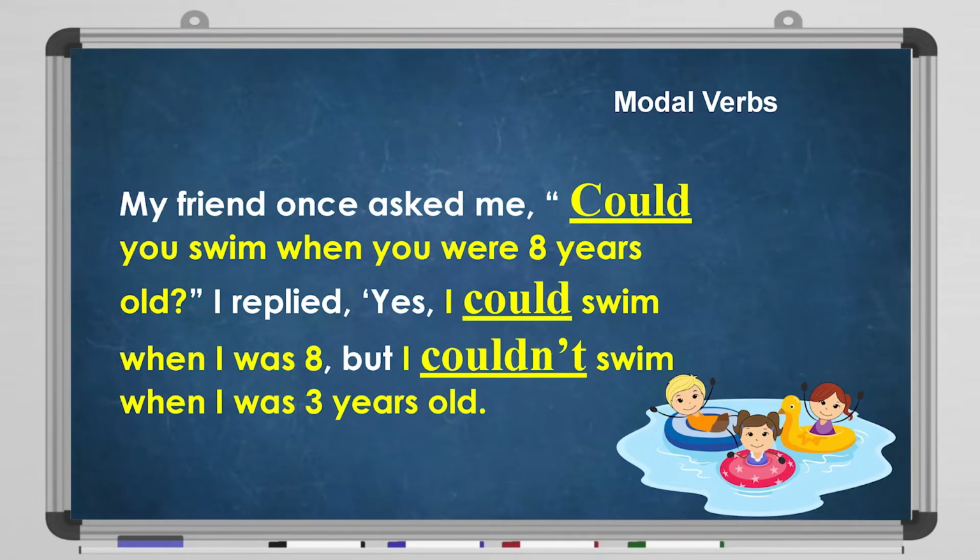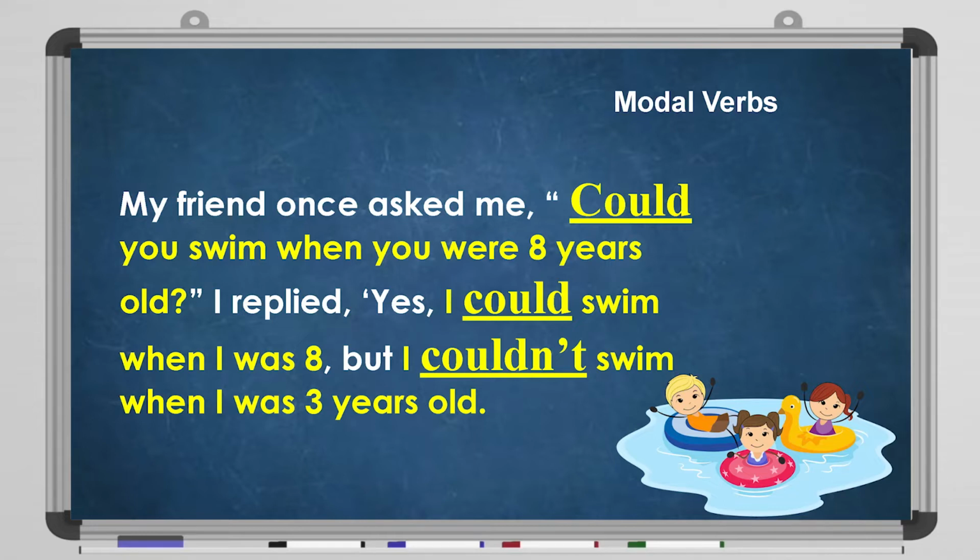Let's take a look at could. My friend once asked me, "Could you swim when you were 8 years old?" I replied, "Yes, I could swim when I was 8. But I couldn't swim when I was 3 years old." Now, take a look at this sentence. Why did we use could instead of can? Because this sentence is asking about something in the past, meaning it's already happened. So I used could instead of can.